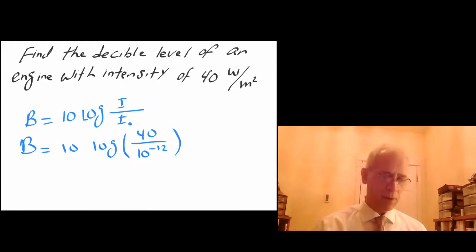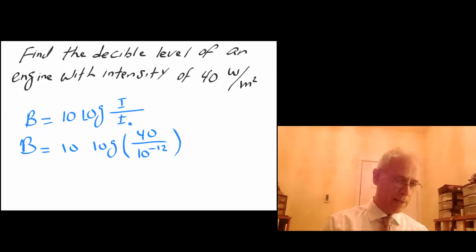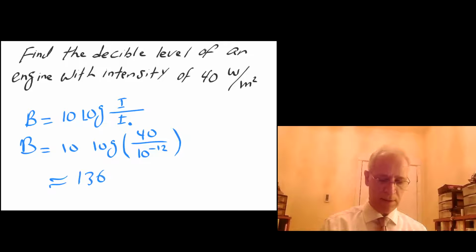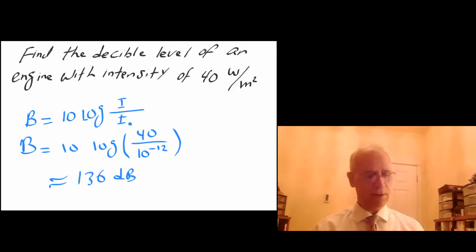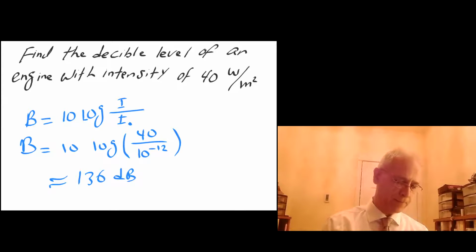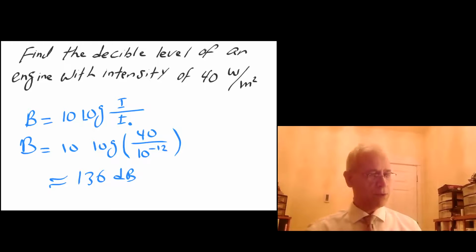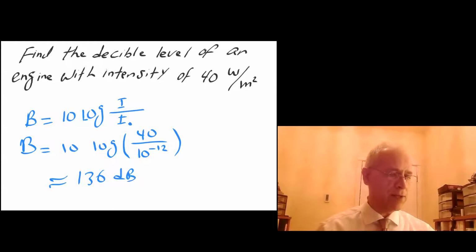Okay, so put that in our calculator and we are getting 10 times log of 40 divided by 10 to the negative 12. That gives me approximately 136 decibels. 136. Okay, let's do another example.